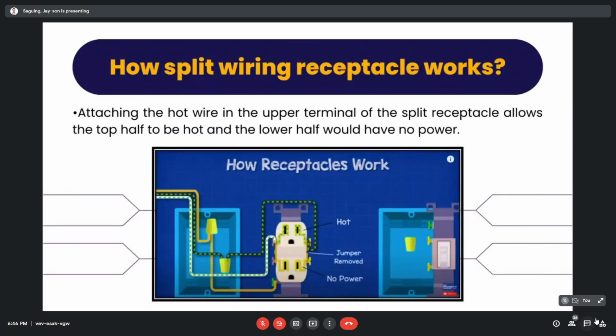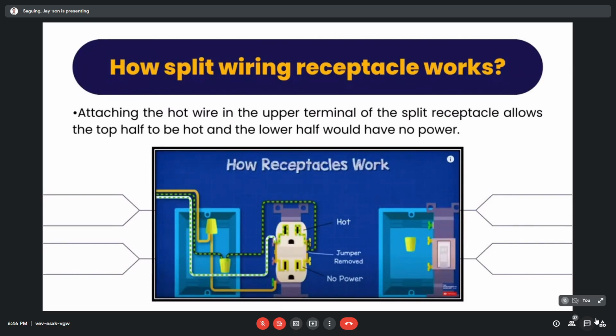So on the other side, ang atong black conductor is naka-attach po siya sa atong hot terminals or the upper hot terminal sa receptacle. So sa inyo nakita, ang atong upper socket ra ang naay power or is functional or hot, while the lower half has no power. This is because ang lower terminal sa ato ang receptacle is wala rin naka-connect ng hot conductor. So in this case, ang atong upper socket ra ang functional.